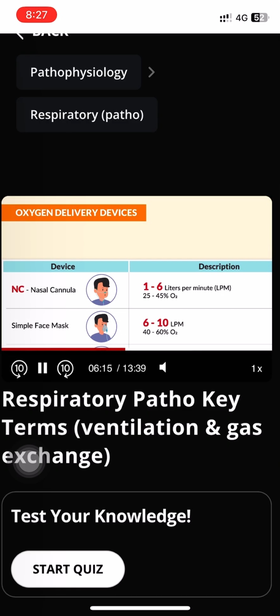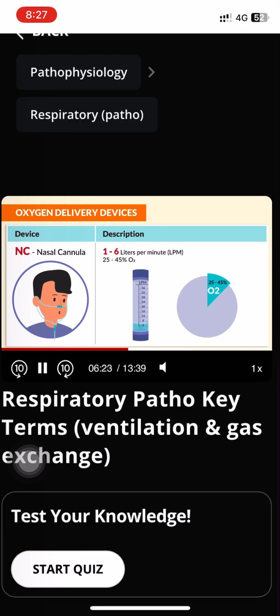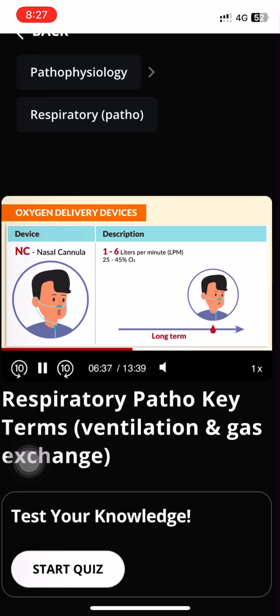So starting with number 1, NC, nasal cannula. The description is 1 to 6 liters per minute, and it delivers 25 to 45% oxygen. Again, focus on the reason it's given. So write this down. Used for short-term use, like with low oxygen after surgery, big key term there, or for long-term use, which can really dry out mucous membranes in the nose. So we typically use humidification for that long-term use.